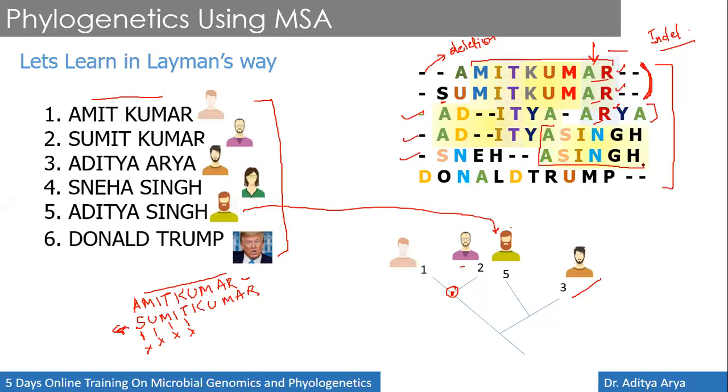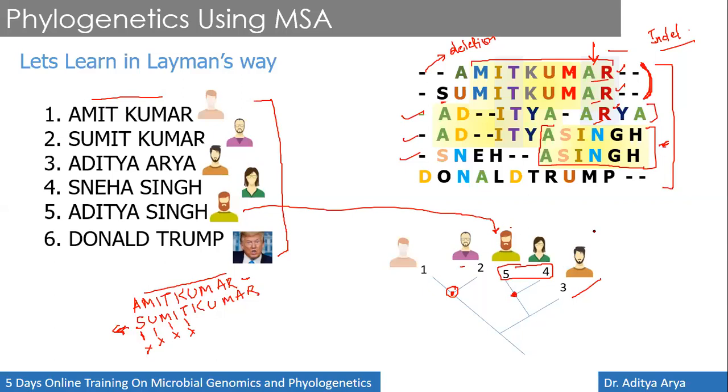And you can observe here that A SINGH, this is matching here. So since these two are also matching with each other and they are very closely matching, that means the fourth name, Sneha Singh, must be having a common ancestor here. So you can now relate that Aditya Singh and Sneha Singh had a very large number of characters which were matching. So I placed them together in a family and they had a common ancestor.